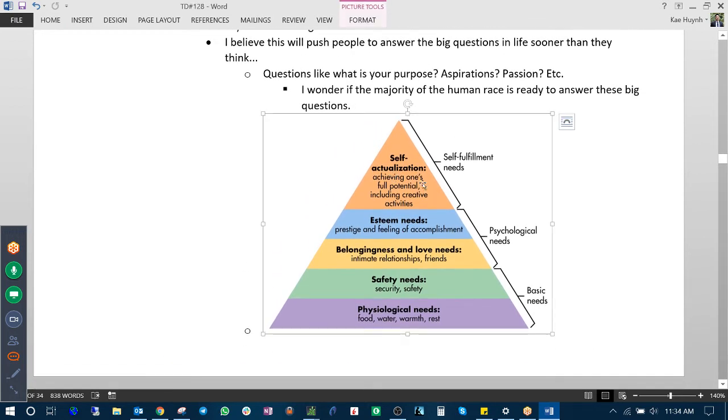So what I have right here is Maslow's hierarchy of needs. Once you get your basic needs out of the way, where do you go next? Your physiological needs, your confidence, your esteem needs, belonging and love needs. And then finally, you have these self-fulfillment needs, the self-actualization.